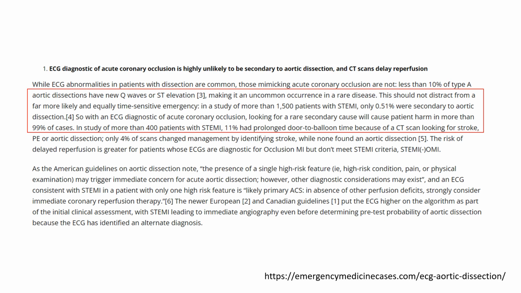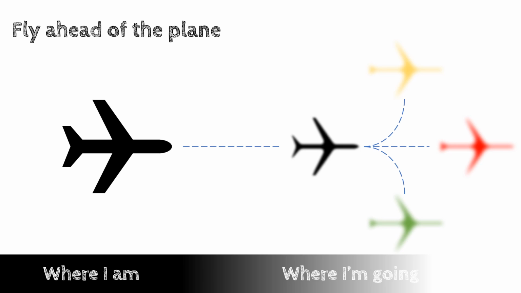That's the EM Cases at the emergency medicine block. That's their take on this. That doesn't make it true. Evidence has to be taken in context. But yeah, there is some evidence out there that actually says that we should probably just do the ECG and go to the PCI lab. So that would prioritize it. But yeah, and I talked about flying ahead of the plane because we do that all the time.